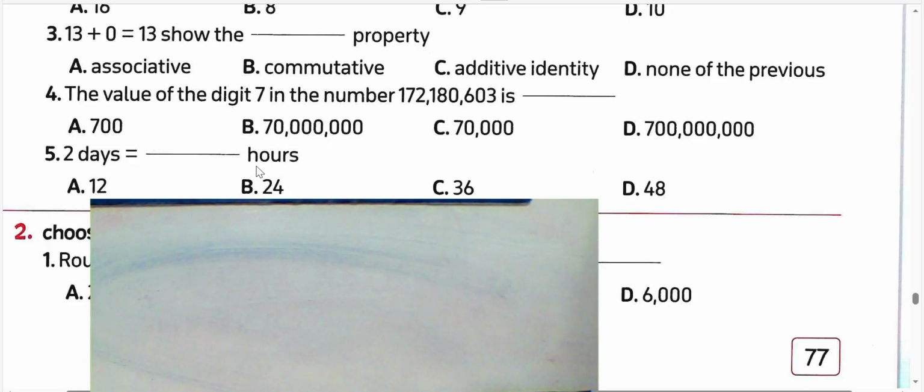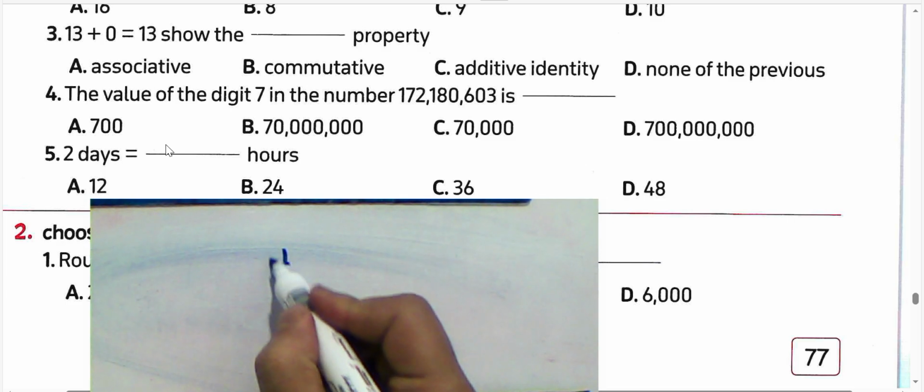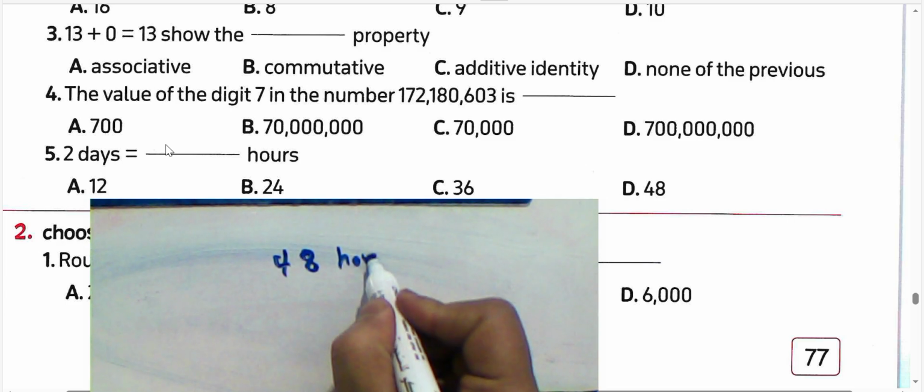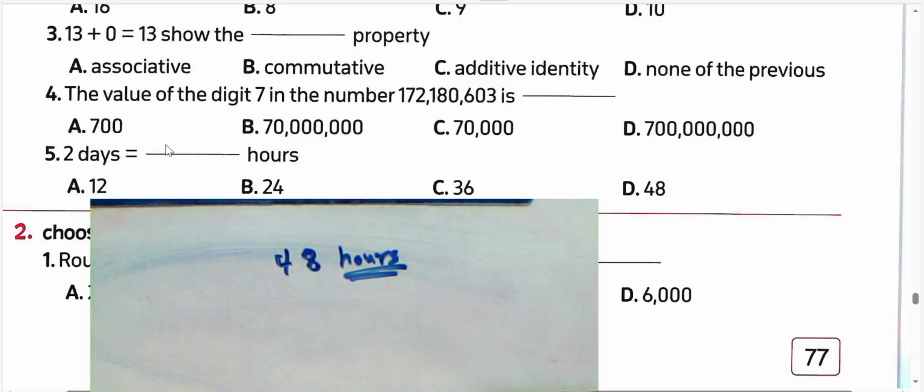2 days. How many hours? We know 1 day equals 24 hours. 24 plus 24 equals 48. And 2 days equal 48 hours. The result will be 48 hours.